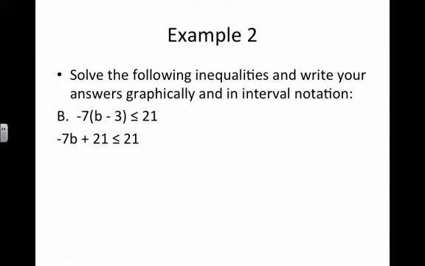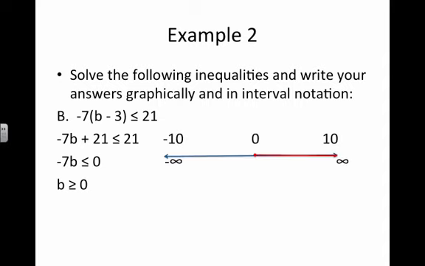All right, so let's subtract 21 from both sides. We get negative 7b is less than or equal to 0. Now we need to divide both sides by negative 7. So we're going to get b greater than or equal to 0 because 0 divided by negative 7 is just 0. And yes, we still reverse the inequality sign. Okay, so let's do our number line and let's plot b greater than or equal to 0. That's going to be a closed circle at 0, and then the arrow is going to extend to the right.